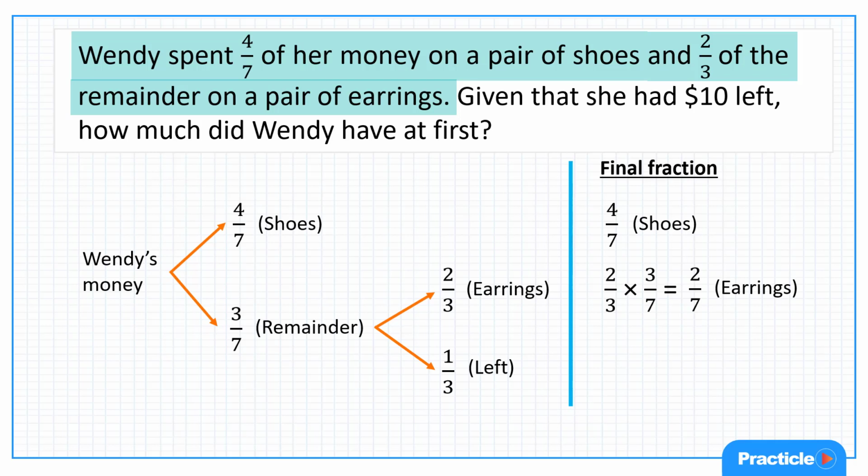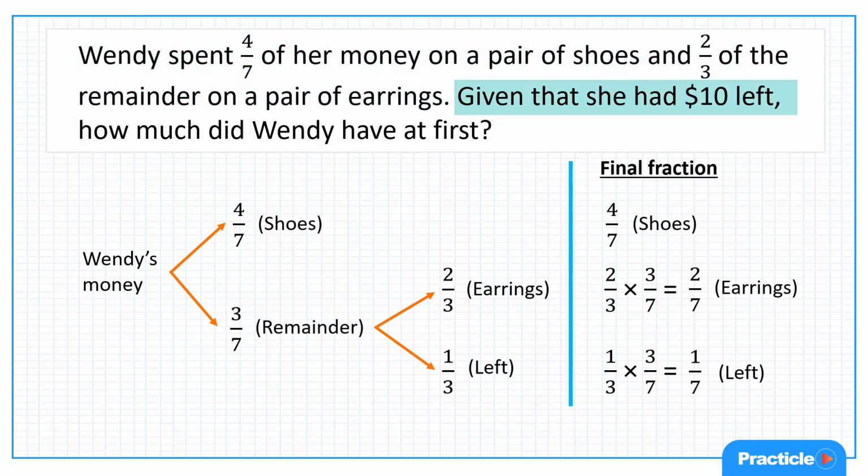Then let's think about how to find the fraction of money she was left with in the end. Since she was left with 1/3 of the remainder, we are going to multiply 1/3 by the remainder of 3/7. And this gives us 1/7. And what this means is that Wendy was left with 1/7 of her money in the end. Next, we are going to read on and see whether we can link any information to what we have. Alright? Given that she had $10 left, how much did Wendy have at first?